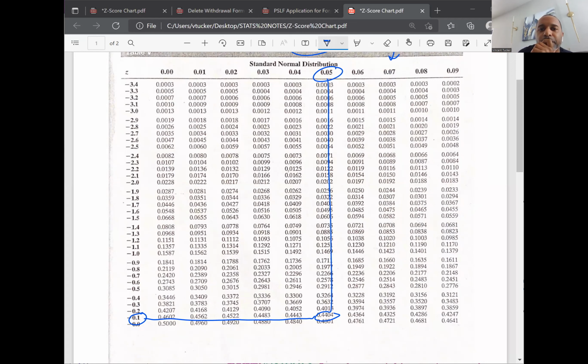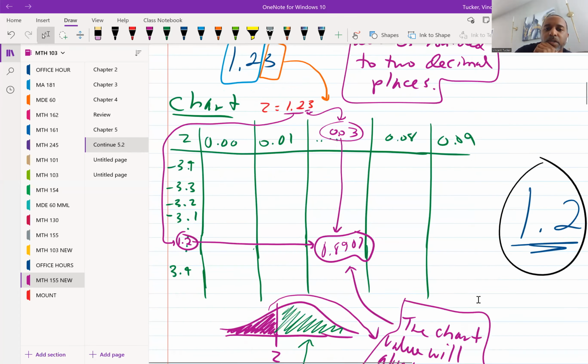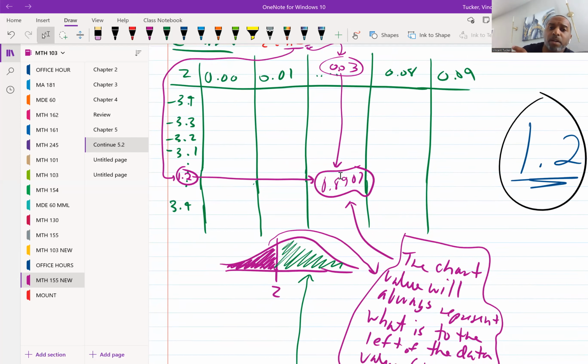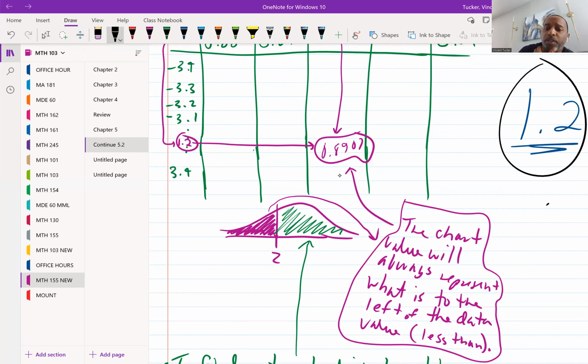All right, so let's go back to the notes. So 0.8907 is what we pulled from the chart. Of course, MATLAB will let you know if they want 3 decimal places or the full 4. And notice this box right here. It says the chart value will always represent what is to the left of the data value, or in other words, less than. And that is most definitely going to matter as we get to our applications.